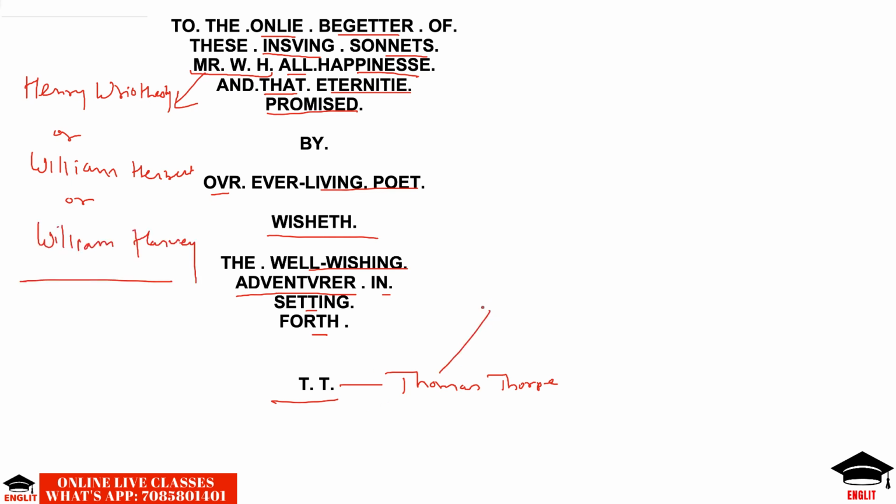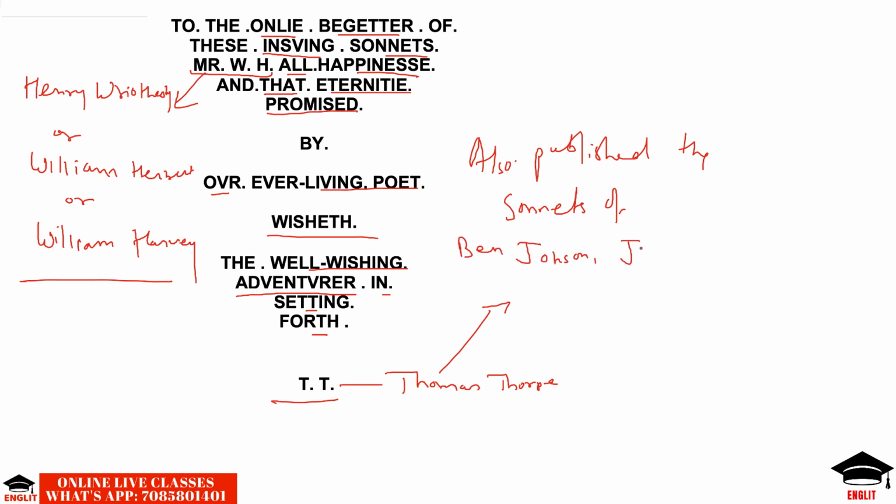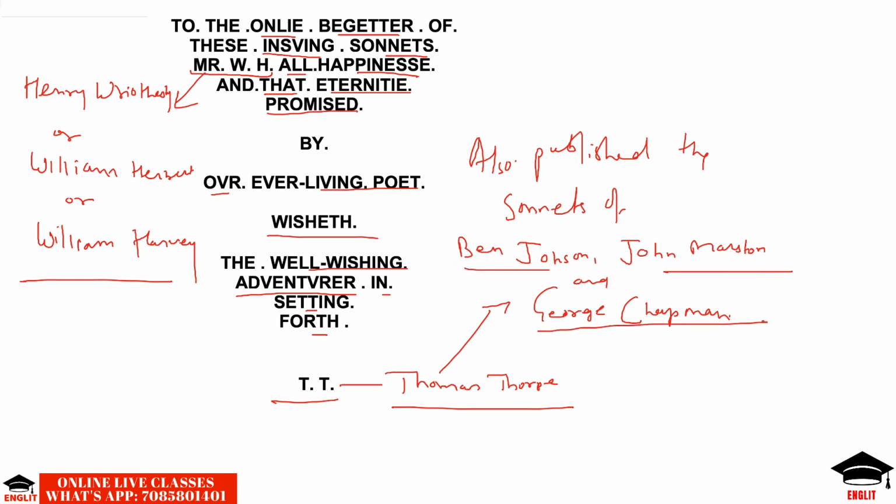This Thomas Thorpe also published the sonnets of Ben Jonson, John Marston and George Chapman. So Thomas Thorpe not only published the sonnets of Shakespeare even without his consent, he also published the sonnets of Ben Jonson, John Marston and George Chapman.